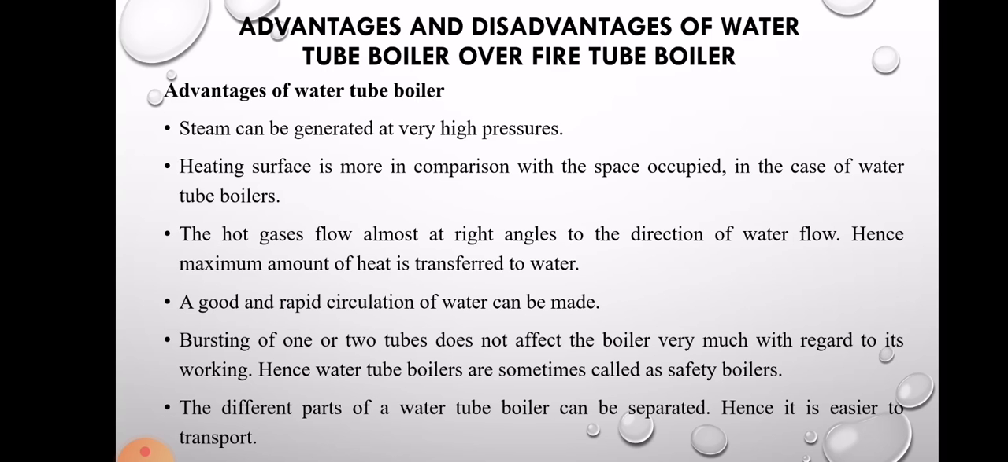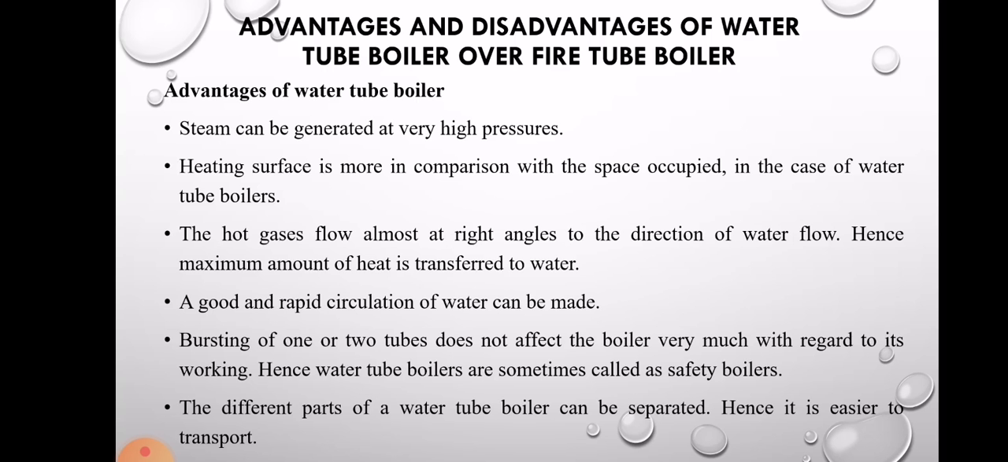Some of the advantages are like steam can be generated at very high pressures. And in fact, that is one of the reasons why Babcock and Wilcox boiler is used for running steam turbines. Then, since there are a large number of pipes, the heating surface is more in comparison with the fire tube boilers. Then the hot gases flow at right angles to the direction of flow of water. Now, in heat transfer, there is a general rule or a principle that when heat gets transferred at right angles, then the amount of heat transfer is maximum. So a maximum amount of heat is transferred in case of a water tube boiler.